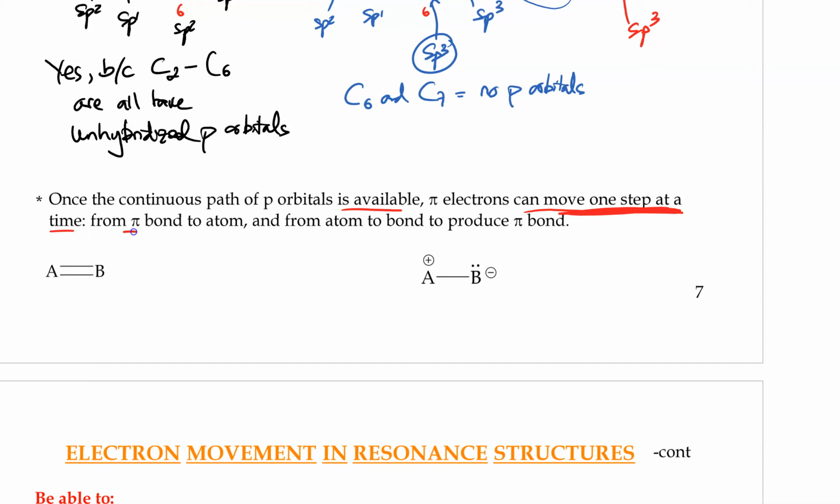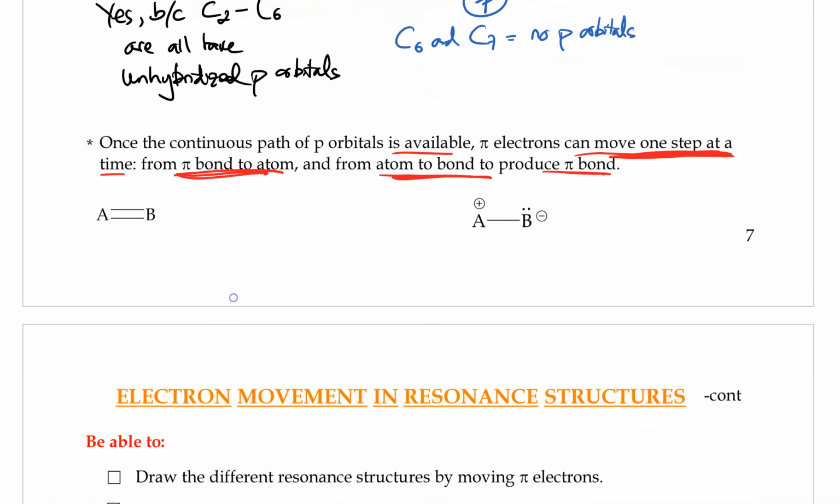Basically from pi bond to atom, that is one step, and from atom to bond to produce a pi bond, that is another step. So that will be the step that we see. And yes, again, it is possible that we can combine many of these steps together, but that is one step movement of electron right there. For example, moving pi bond to atom. So this is when we have a pi bond right here, and now the electron can be moved from this pi bond to one of these atoms, either atom A or atom B. And that's how we can draw that arrow. So that's considered to be one step of electron movement.